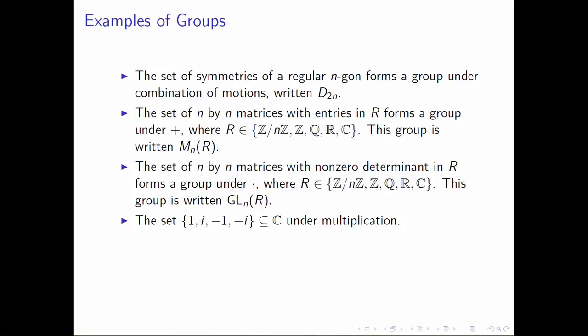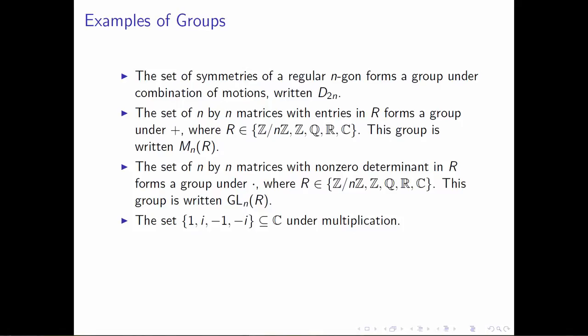I should say that in this last example of n by n matrices, the identity of each of these groups, GL_n of R or SL_n of R, is going to be the identity matrix, which is 1s all along that main diagonal and 0s everywhere else inside that matrix.